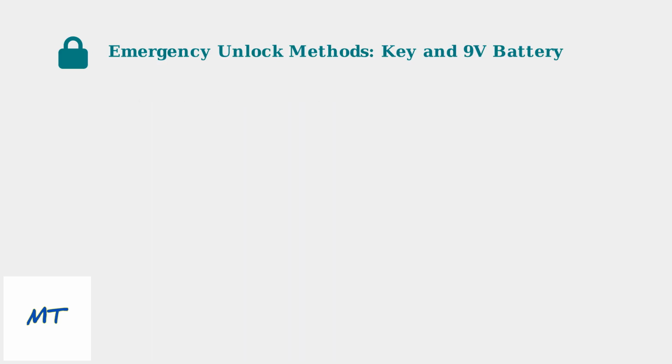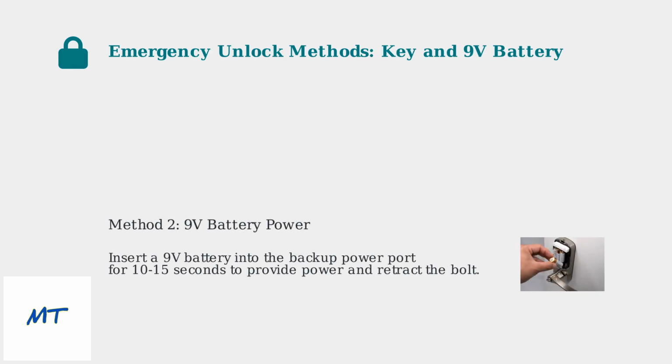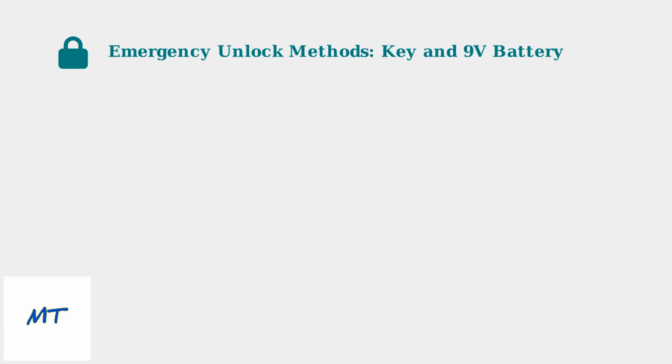First, if your Schlage Encode model includes a physical keyhole, use the provided key to manually override and retract the bolt. Alternatively, use a 9-volt battery as an emergency power source. Locate the backup power port on your lock and insert the 9-volt battery for 10 to 15 seconds. This provides enough power to manually retract the bolt. Remember that not all Schlage Encode models come equipped with a physical keyhole, so check your specific model beforehand.